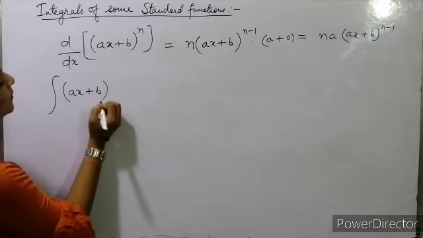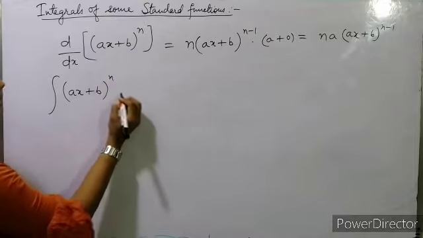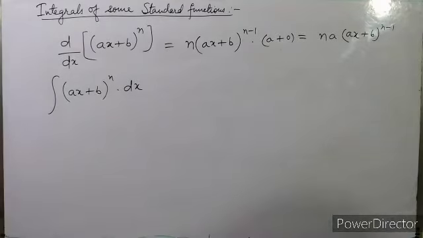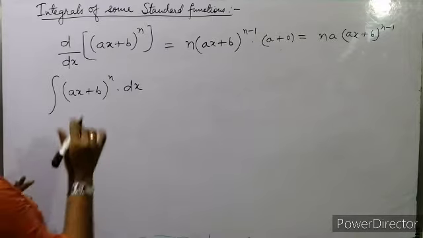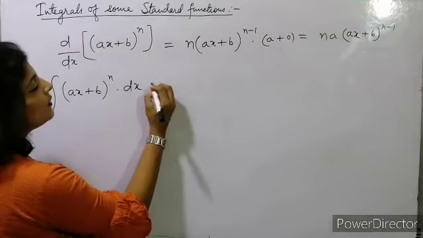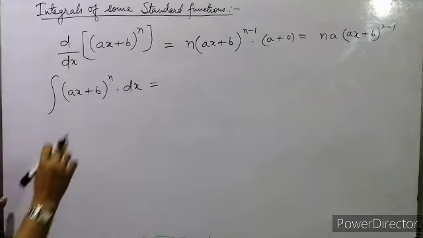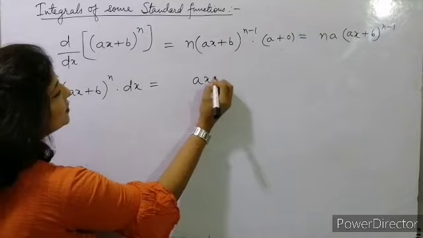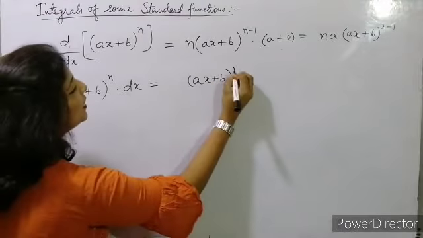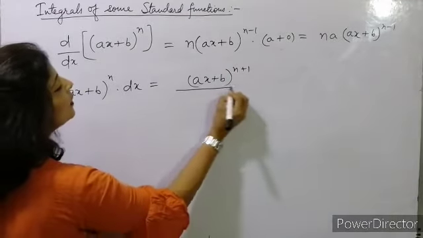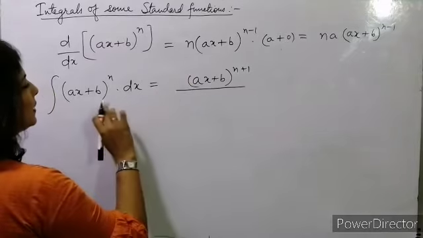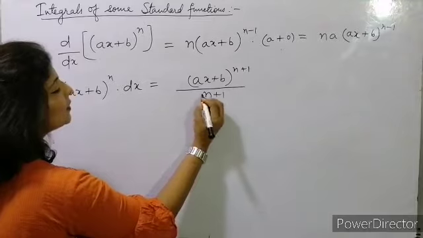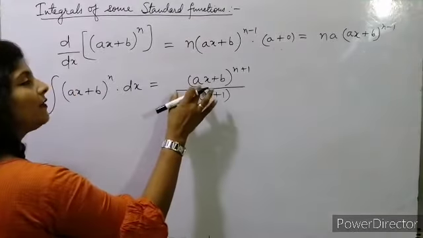(ax + b)^n with respect to x. So if we have the same function (ax + b)^n with respect to x, what value will we get? First of all, we have to increase the power. So (ax + b)^(n+1) will result, and we'll divide this by n + 1, and here we were multiplying with a.